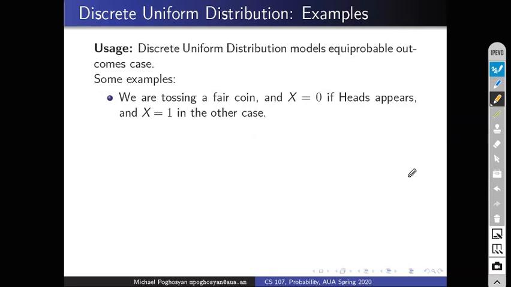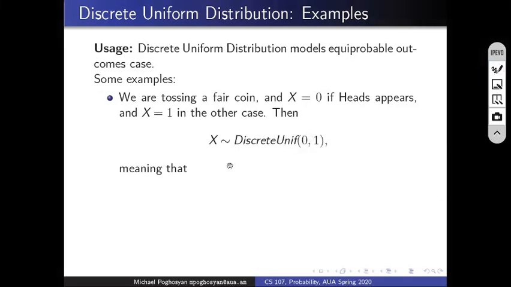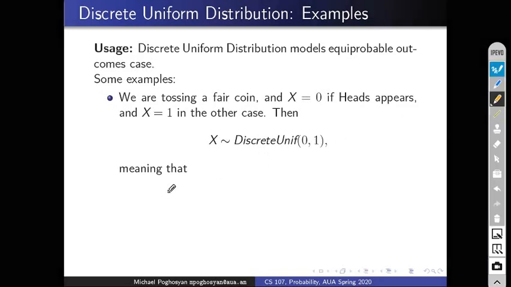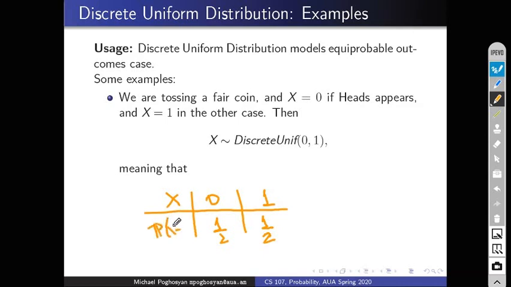Let me erase this, move forward. So x will be discrete uniform with values 0, 1. And this means that the PMF is this: 0, 1 with probabilities 1 over 2, 1 over 2, and here I have the probability that x is taking that particular value of small x, and small x can be 0 or 1. Okay.